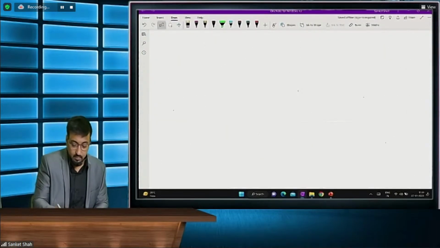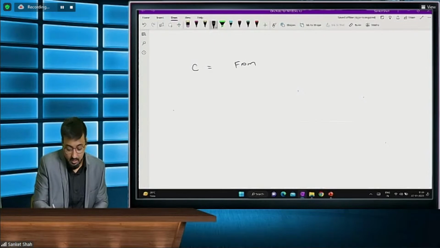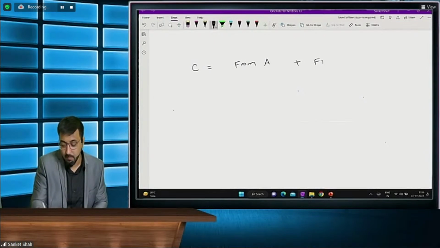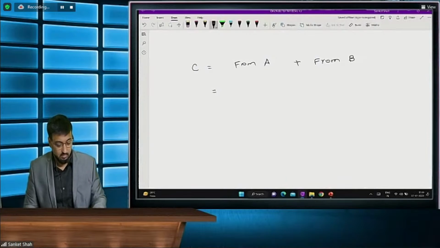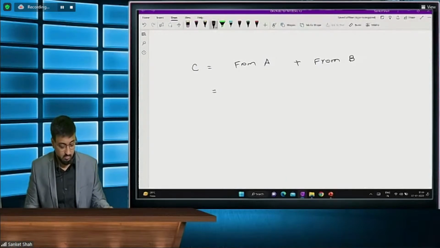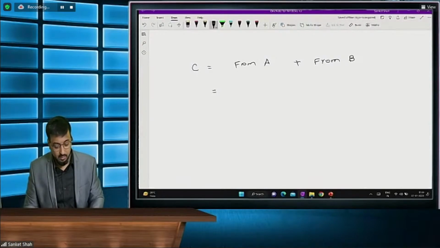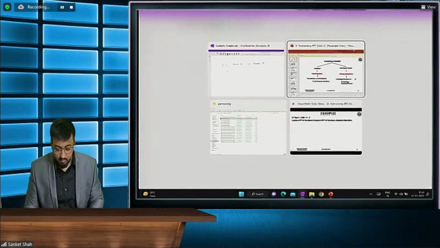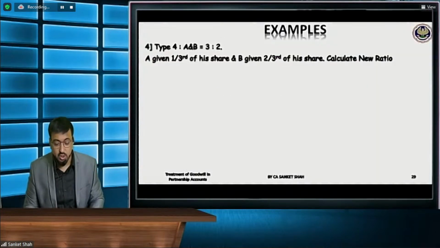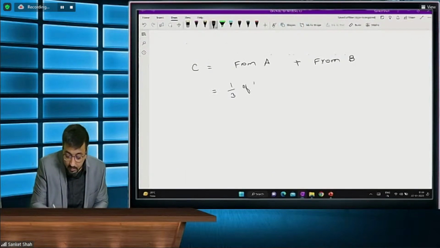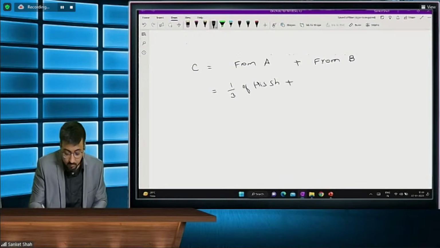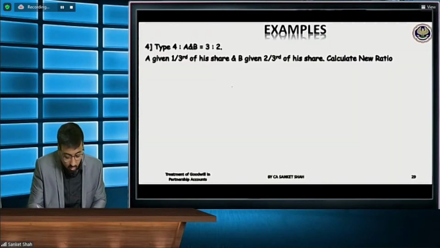Understand? C will get from A. So write down with me. C will get from A and from B. How much? 1/3 of his share. And B is giving 2/3 of his share.